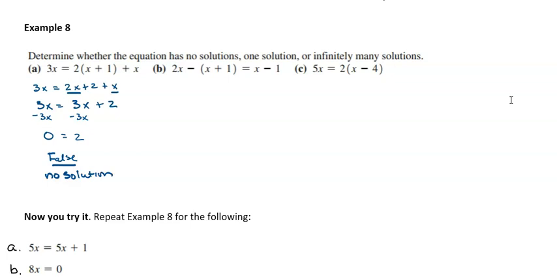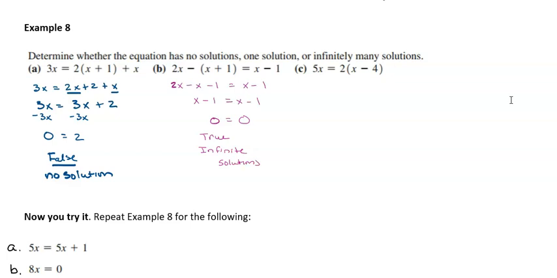All right. The next one, we're going to do the same thing, distribute. So we've got 2x minus 1, so distribute the negative, equals x minus 1. Okay, so 2x minus x is x minus 1 equals x minus 1. Well, when is this true? It's pretty much always true. So if we subtracted everything from both sides, we'd end up with 0 equals 0. So this is true, always true. So this has infinite solutions.